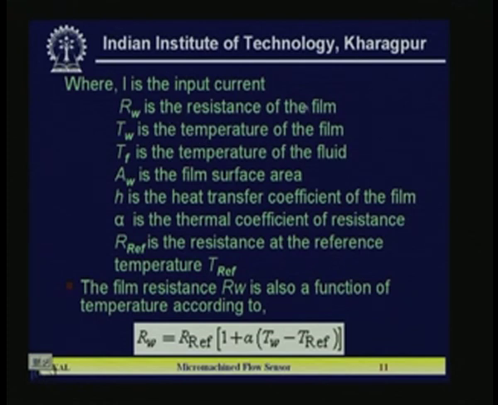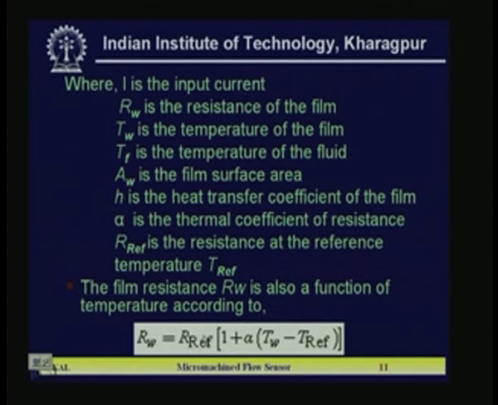RW is the resistance of the nickel resistor, which is the sensing element. Now, some other parameters are mentioned here. Alpha is the thermal coefficient of resistance. R ref is the resistance at the reference temperature T ref. The film resistance Rw is also a function of temperature.